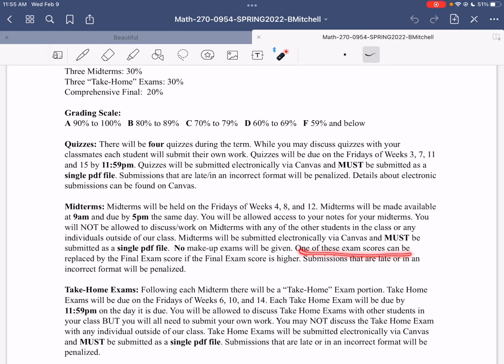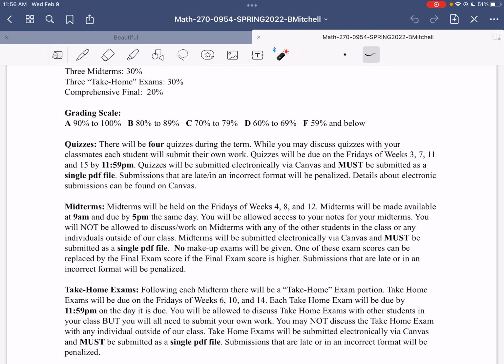One of the exam scores can be replaced by the final exam score if the final exam score is higher. So this policy is in place for two reasons. First, like I said, if an emergency does come up and you're simply unable to take one of these exams because of an emergency, then your final exam will replace that missing exam. Even if you do take all 3 midterms, but one of them just doesn't go as well as you were hoping, then we will also use the final exam score to replace your lowest midterm.